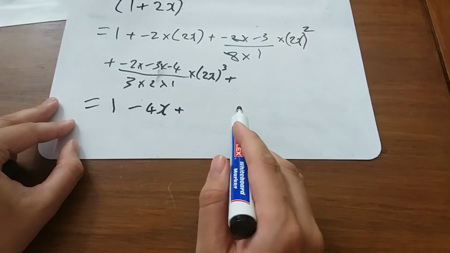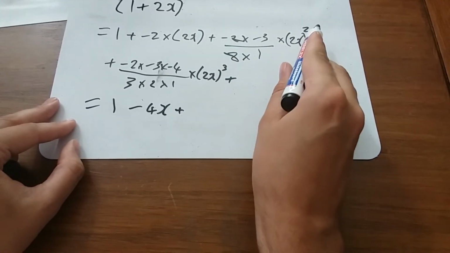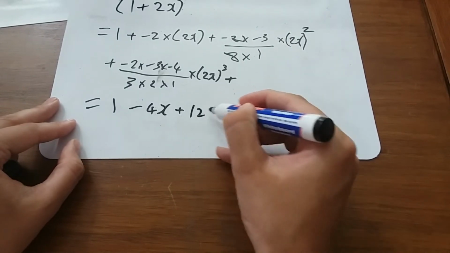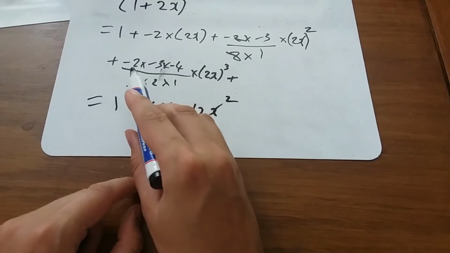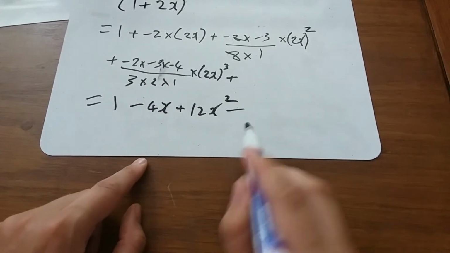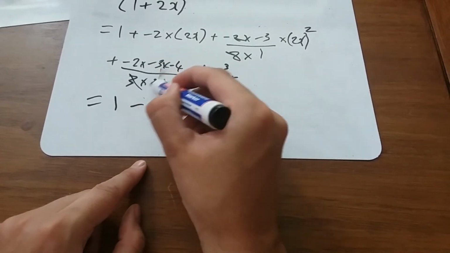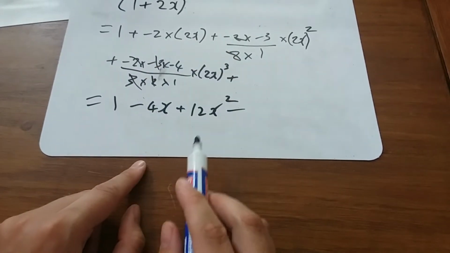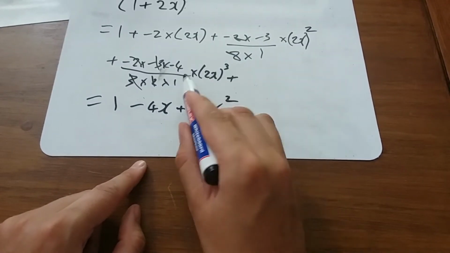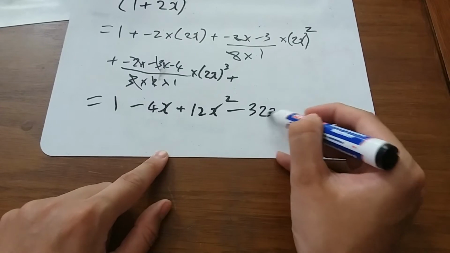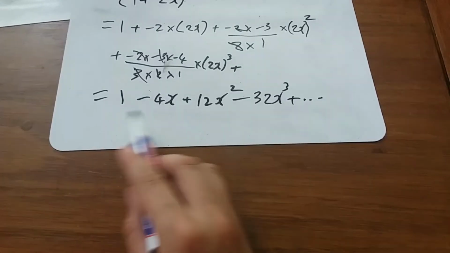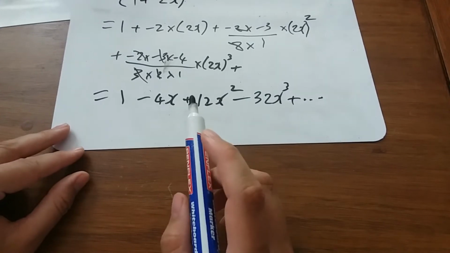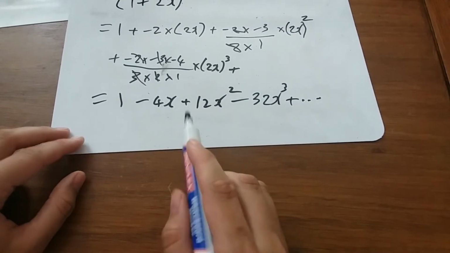2 and 2 cancel out. We've got 2 times 2, because it's squared, times 3 is 12x squared. And then the next one, minus times minus times minus is minus. 3 and 2 and 3 and 2 all cancel out. 2 cubed is 8 times 4 is 32x to the 3 plus dot dot dot. Notice how the signs are alternating on these. They often are, they're not always though.